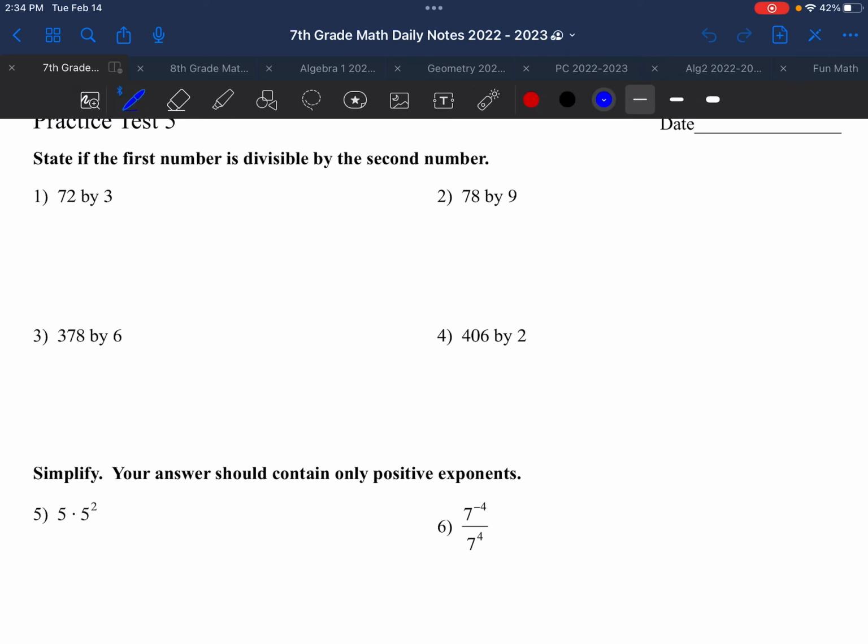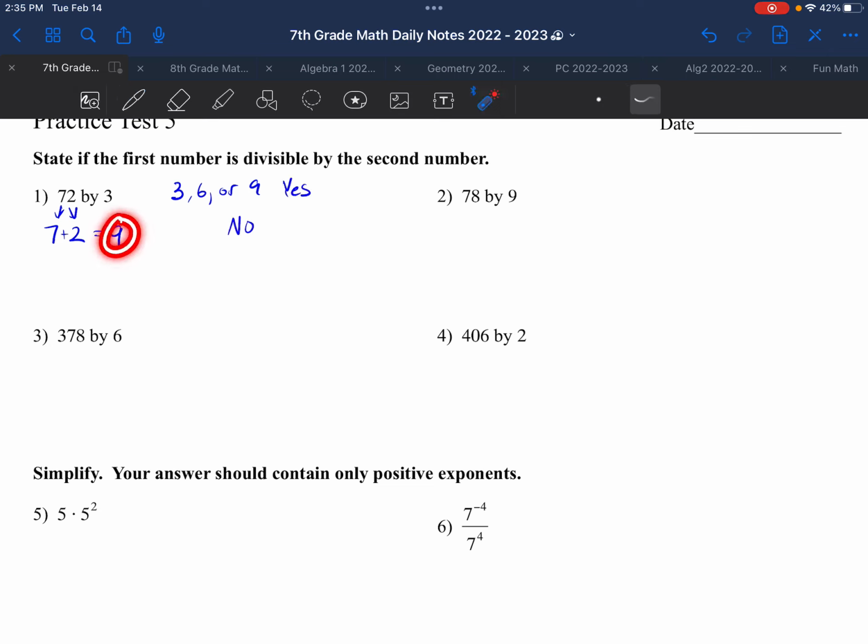We add the digits. This 7 and 2 are going to turn into 7 plus 2. 7 plus 2 is 9. If this was a 2-digit number, I would go ahead and add the digits again and again and again. I'll show you what that looks like in number 78. But right now, you're looking for 3 things. Is the answer 3, 6, or 9? Because if so, the answer is yes. If it's anything else, then it's no.